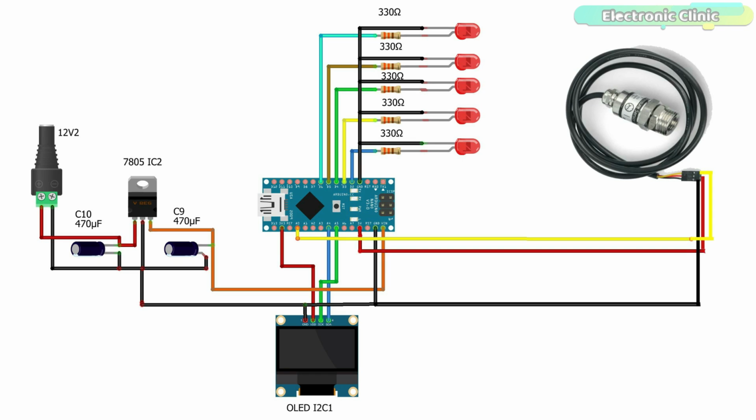ground pins, while the SCK or SCL and SDA pins of the OLED display module are connected with the Arduino's A5 and A4 pins. 5 LEDs are connected with the digital pins D2, D3, D4, D5 and D6. As these are 2.5 volt LEDs, that's why I'm using 330 ohm current limiting resistors. The signal wire, which is the yellow wire on the water pressure sensor, is connected with the A0 pin. The red wire is connected with 5 volts and the ground wire is connected with the Arduino's ground.